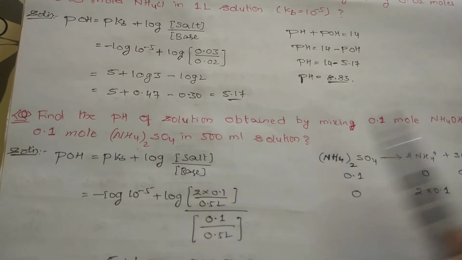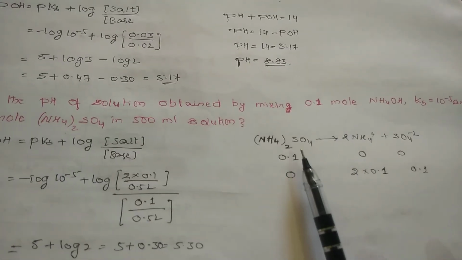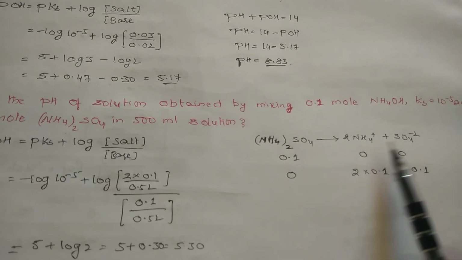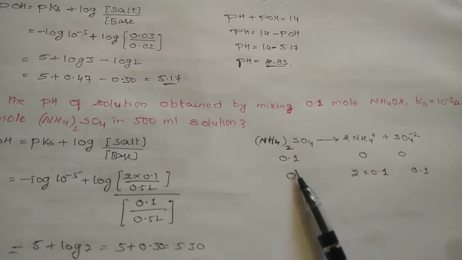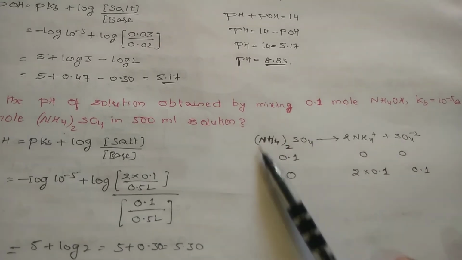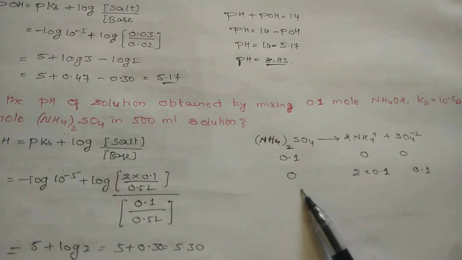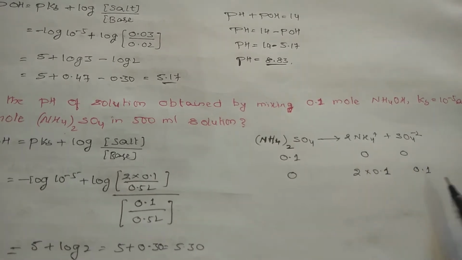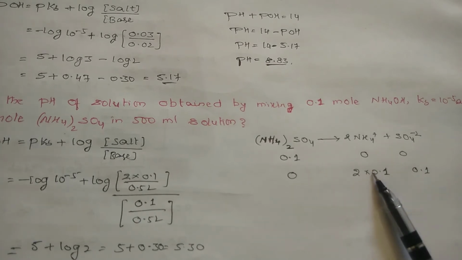What is the salt concentration? To know the salt concentration, we should go here. Ammonium sulfate gets dissociated into 2NH4 plus and SO4 minus 2. If the initial concentration is 0.1, the products are 0 and 0. Since this is the salt, it gets strongly dissociated into the products. So this one becomes 2 times the concentration, and this one will become 0.1. So number of moles is 2 into 0.1.